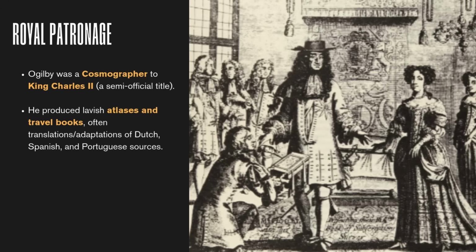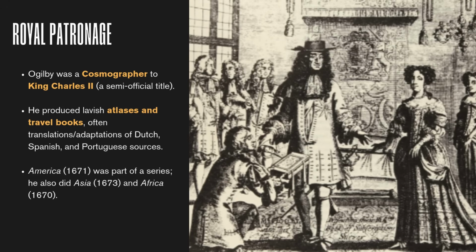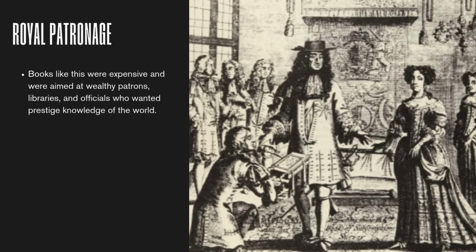In essence, Ogilby was putting together this particular book for the king, and he produced books like this. They were very lavish atlases and travel books, and often they were translations and adaptations of, like I said earlier, Dutch, Spanish, and Portuguese sources. America was just one of the books that he had put together. He also did other books that were part of a series called Asia and one called Africa, which I will be referencing later on in the presentation. As you can see in this picture, Ogilby is presenting one of those books to King Charles II in a very formal way.